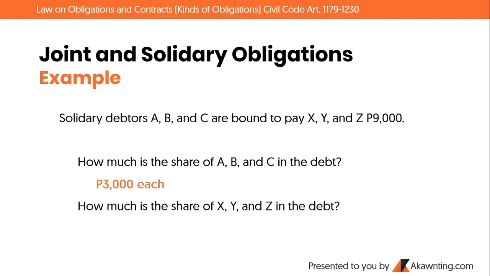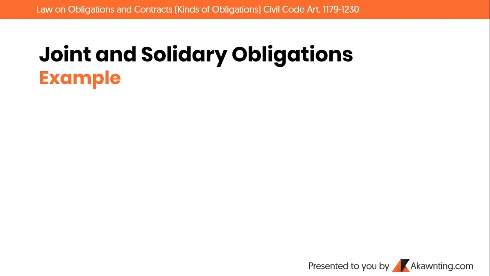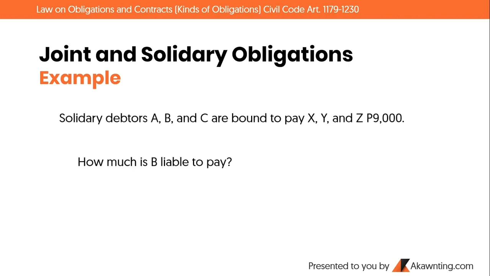Okay? So, mamaya, illustrate natin. How much is the share of X, Y, and Z in the debt? So, ganun pa rin? 3,000? Okay, so, yan. How much is B liable to pay? Okay. Being a solidary debtor, he is liable to pay the whole obligation. So, that is 9,000. Kasi solidary, the whole obligation. How much can Z collect? So, yung kanyang share lang, 3,000. Kasi naging joint ulit, di ba?